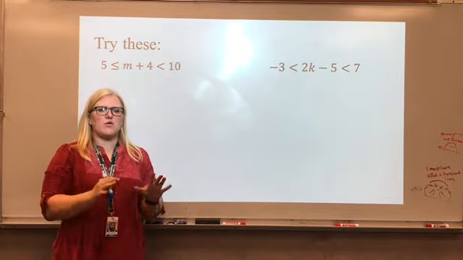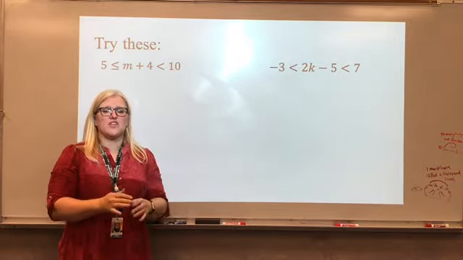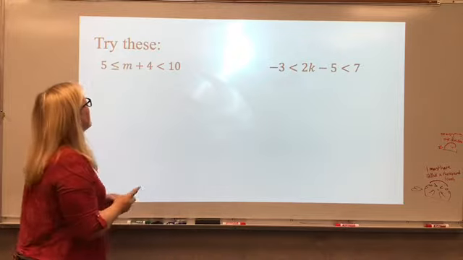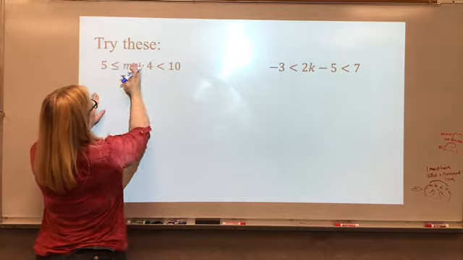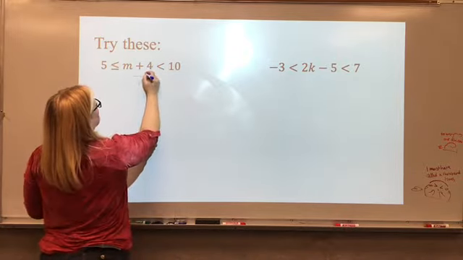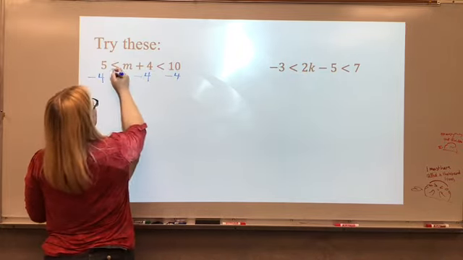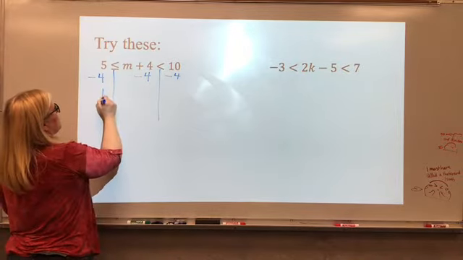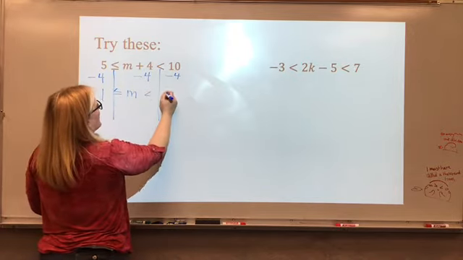I almost forgot, before we try the ors, I do want you to try these. So please pause your video and give these a try. Okay, so we got to get m by itself, and I've got these three sections, right? Because here are my inequality symbols right here. So I'm going to subtract 4 from all of these. And again, if you need to draw lines here, then draw lines. Okay, this gives me 1 less than or equal to m, which is less than 6.